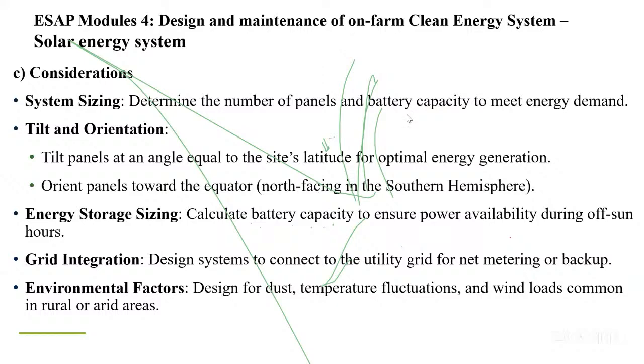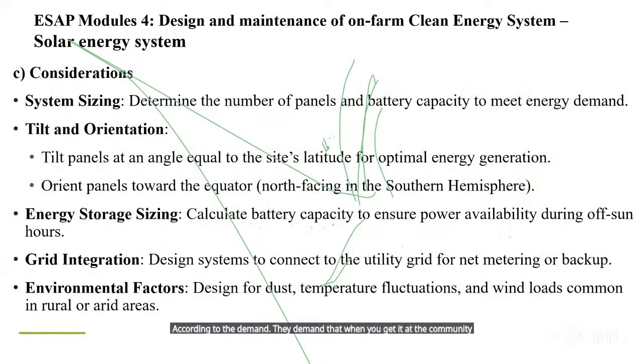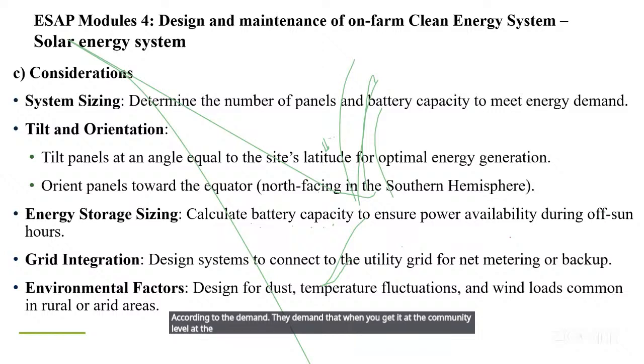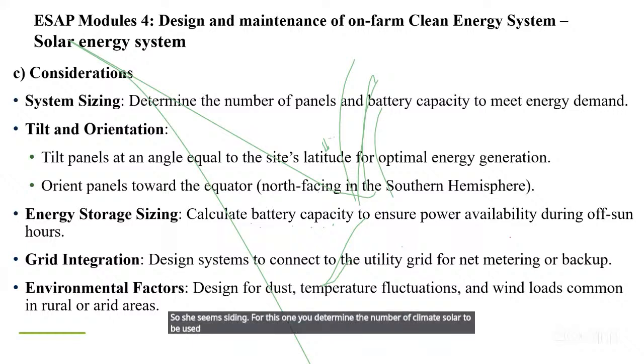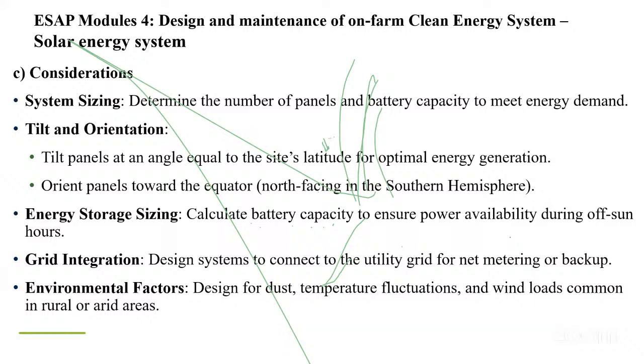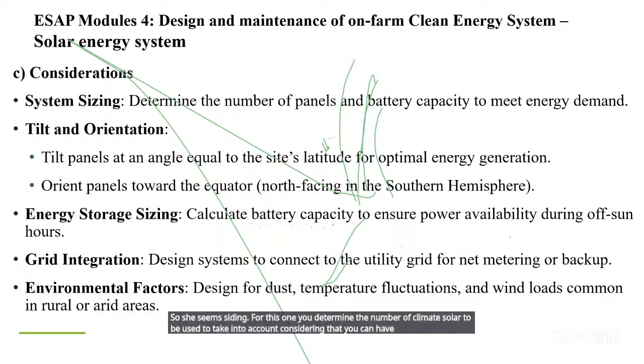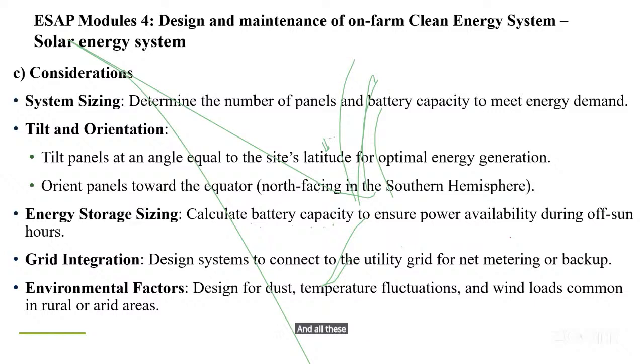According to the demand, that one you get at the community level, at the household level. So system sizing. For this one, you determine the number of solar panels to be used and the number of batteries to take into account, considering that you can have 2 days of no rain. And all these, you have to compute according to energy demand.